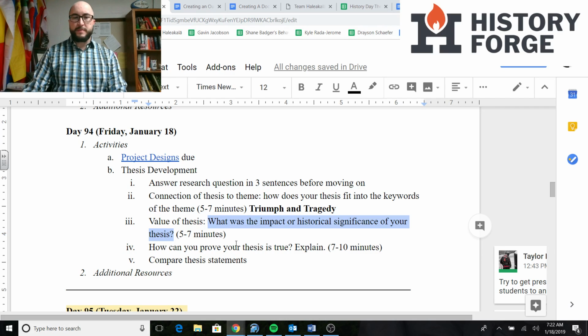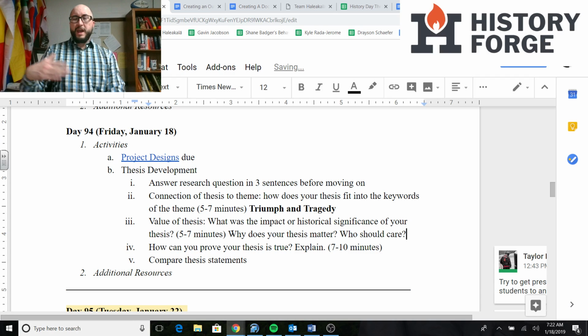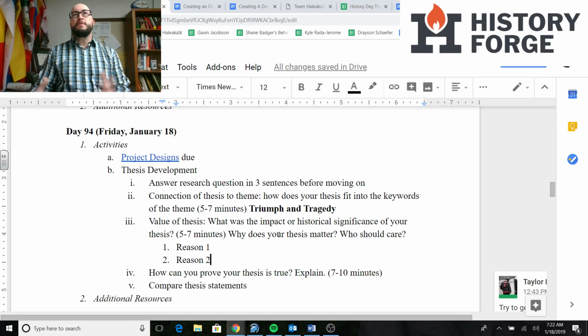Why does your thesis matter? It's another way we can look at it. So I can write that question down here too. Why does your thesis matter? Who should care? And basically all I want you to do is under your thesis, on notebooks or something, you can write your thesis out on a notebook page and you can make these little bullet points and you can just make points, saying reason 1, reason 2, and then just keep going doing that.